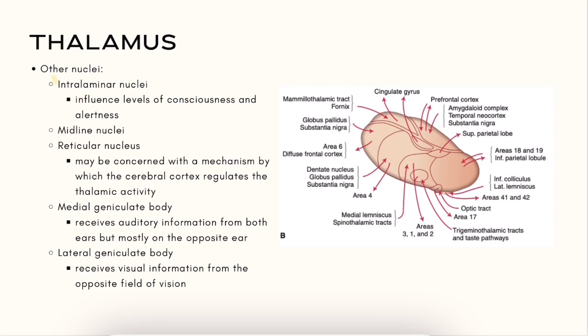Now, our intralaminar nuclei influences the levels of consciousness and alertness. For our midline nuclei, the functions are unknown. And then our reticular nucleus, this may be concerned with a mechanism by which the cerebral cortex regulates the thalamic activity. Then we have our medial geniculate body, which receives auditory information for both ears, but mostly on the opposite ear. And then we have our lateral geniculate body, which receives visual information from the opposite field of vision.